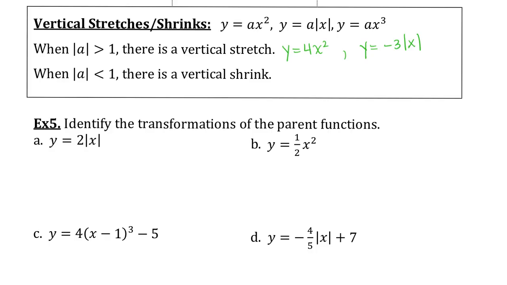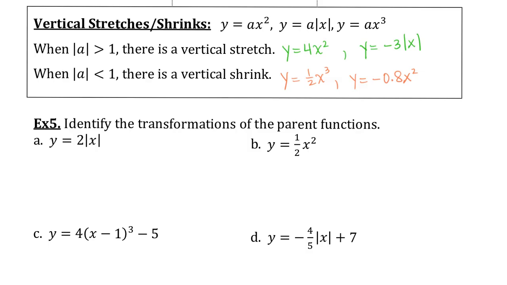Okay, it's a shrink if the absolute value of a is less than 1. So if I do y equals like 1/2 x cubed, that's going to shrink it because it's less than 1. It could be -2, and it could be a decimal. Let's do a decimal. How about y equals -0.8 x squared? That's still shrinking it because 0.8 is less than 1.